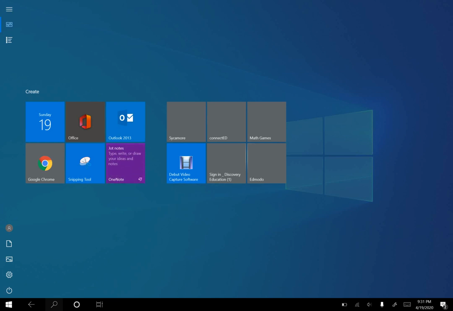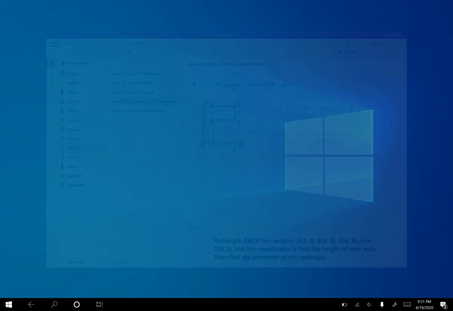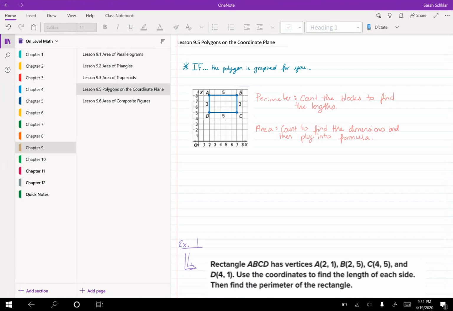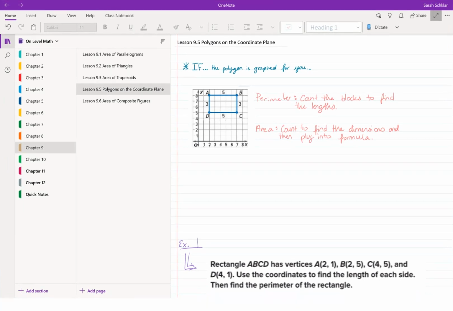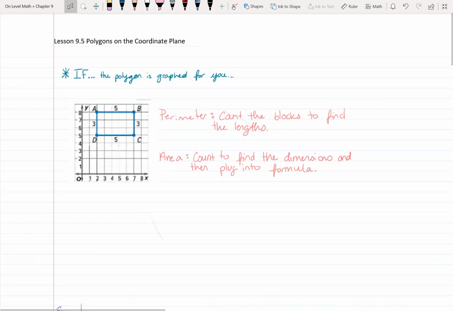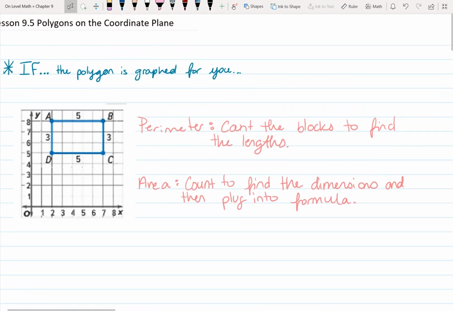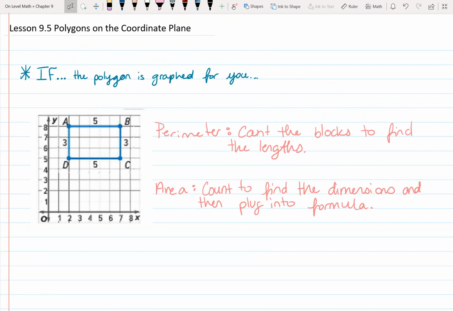Good morning. We are starting lesson 9.5. You will see that we skipped over 9.4, but that's intentional. It's just not something that I think we need to spend much time on. Now, I am going to try to move through these notes fairly quickly.